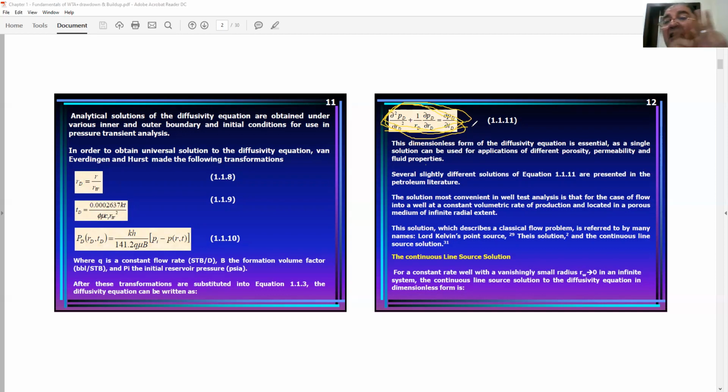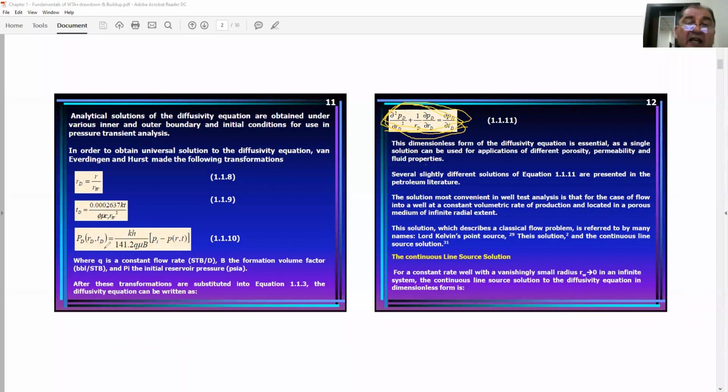Now, in well-test analysis, we have three solutions for the diffusivity equation, depending on what? The wellbore type and the reservoir geometry. The first one is called point source solution. The second one is the line source solution. The third one is the plane source solution.